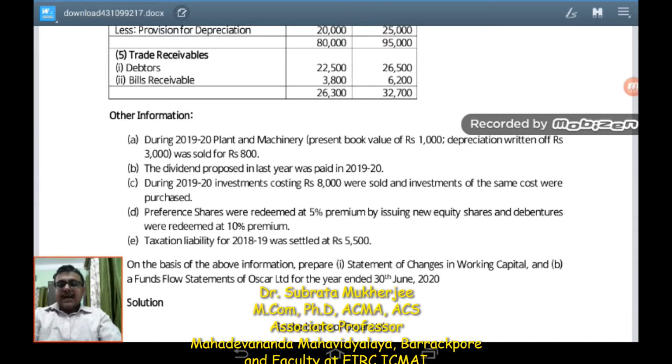On the basis of the above information, prepare the statement of changes in working capital and the fund flow statement of Oscar Limited for the year ended 30th June 2020.